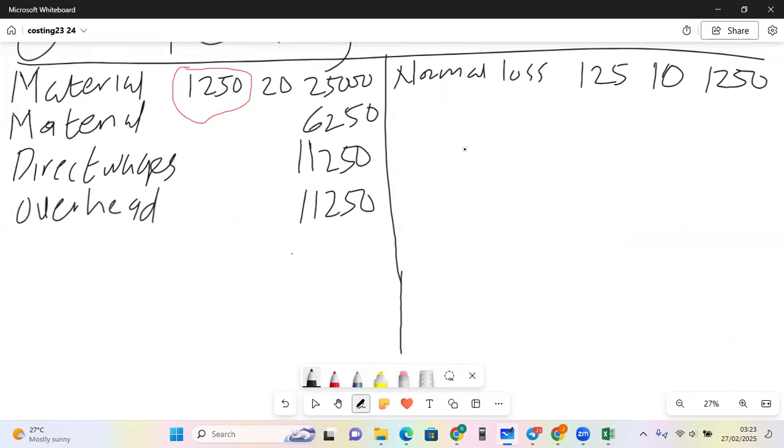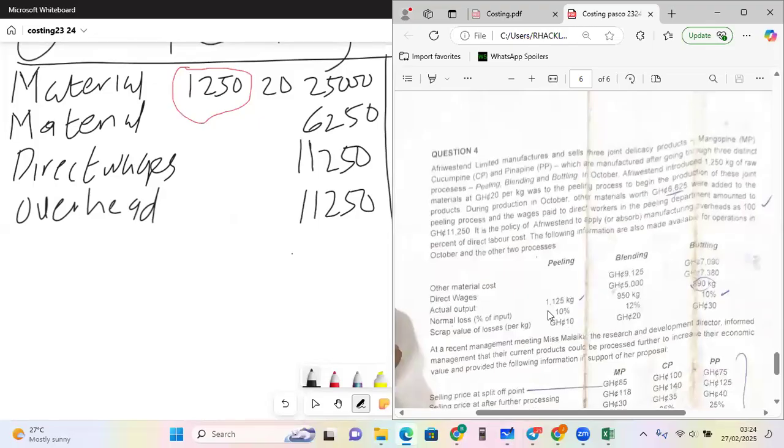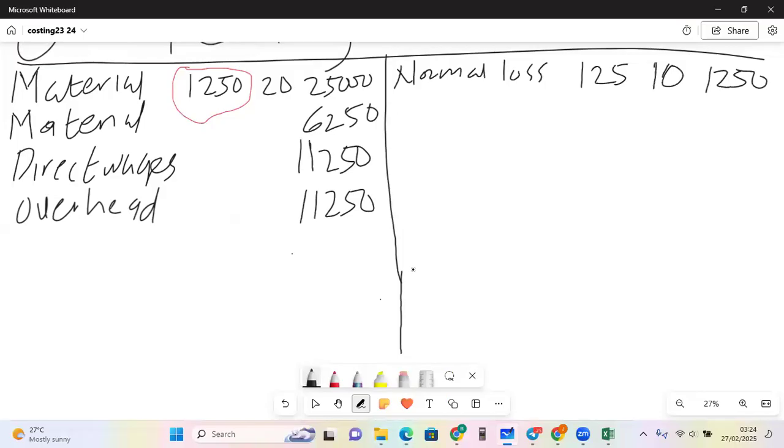Now, we have to check whether there is any abnormal loss or abnormal gain. So we can find 90% of the input, then check whether it is in line with the actual output in the question, which is 1,125.